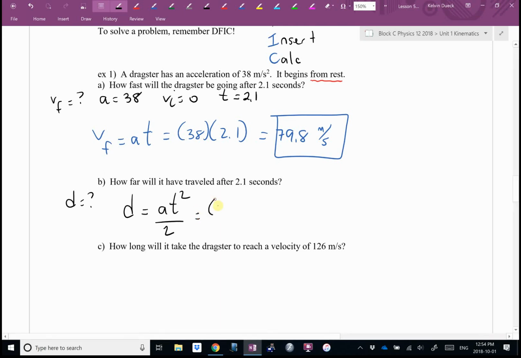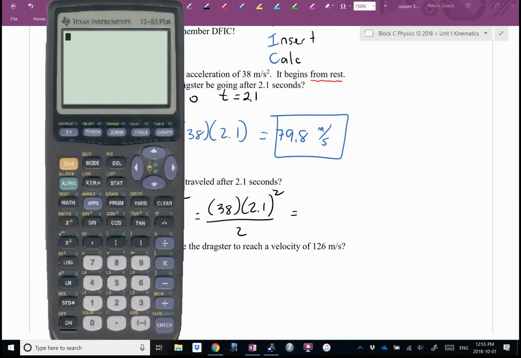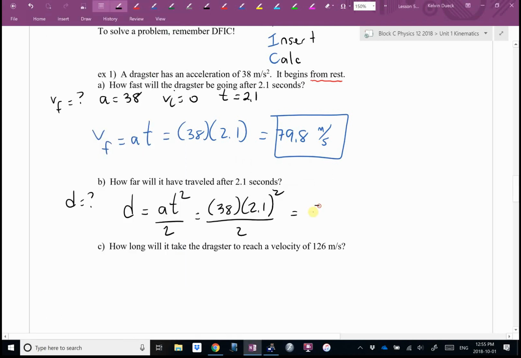A is 38. T is 2.1 squared over 2. 2.1 squared is 4, roughly, divided by 2 is 2. This is going to be really close to 2 times 38. So it's going to be really close to 80. I'm going to go 81, 82. Let's crunch it. If I can't get to 3 sig figs, then I didn't do it in my head. I can't believe I botched A. 83.8. Units, meters.